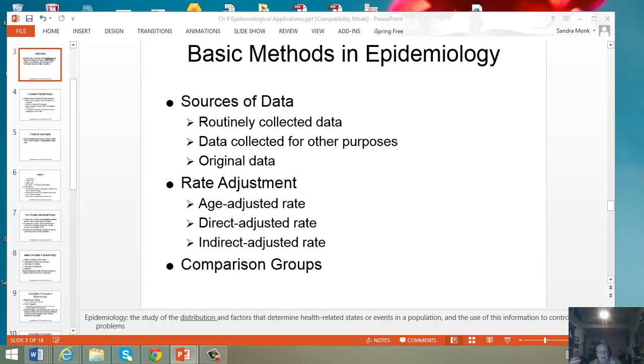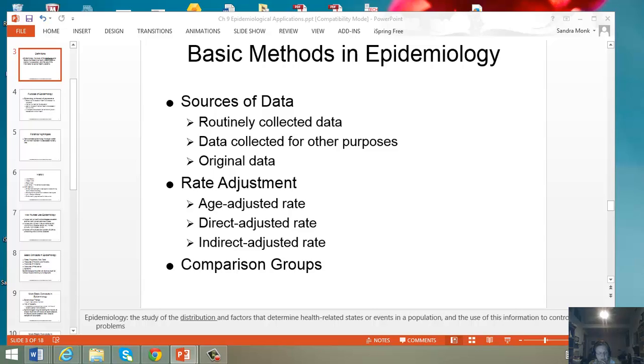It could be that data was collected for other purposes, like medical records, and we go back and study that and look for traits and clues that something is going on, trends and traits. The original data could also be collected specifically for the epidemiologic study.